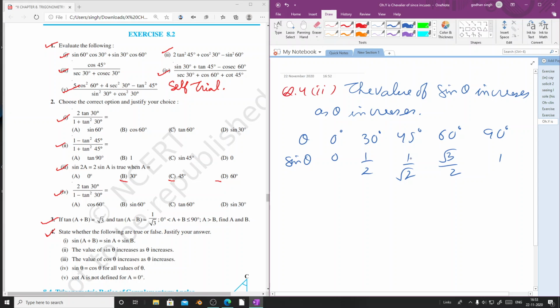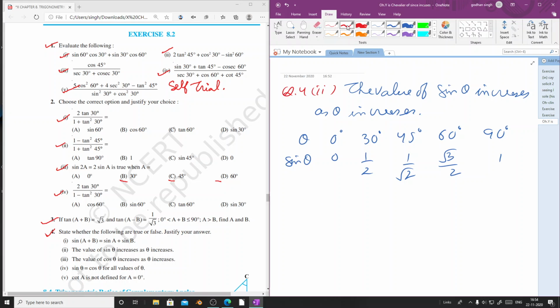Obviously, root 2 is 1.414, and if we divide by 2, then definitely it will be something like 0.7, and this root 3 by 2 will be bigger than root 2 by 2, and of course this one is the biggest of all. So we can see that as theta is increasing, that is theta is moving from 0, 30, 45, 60, 90, the value of sine theta is also increasing. So we can say that the given statement is true.